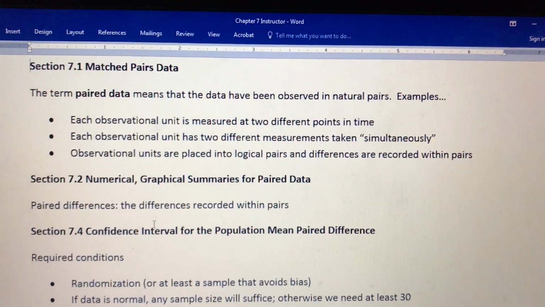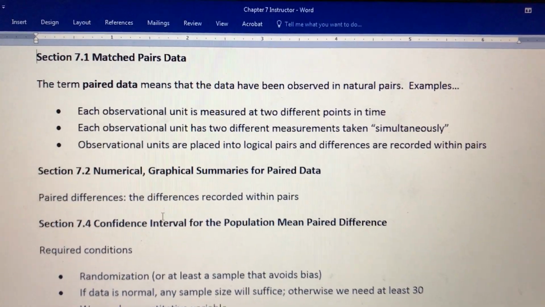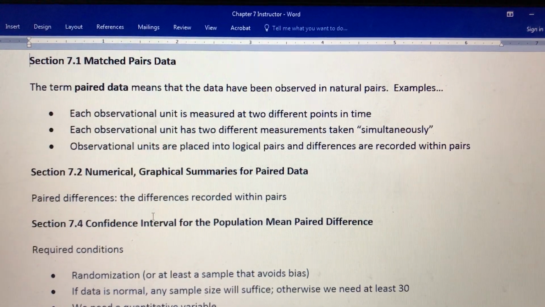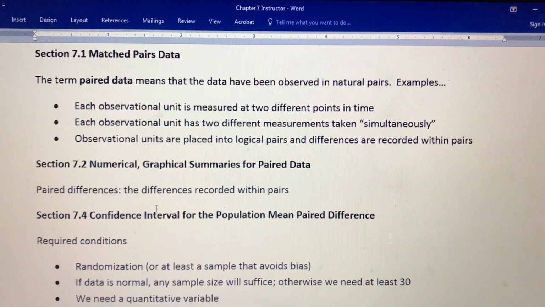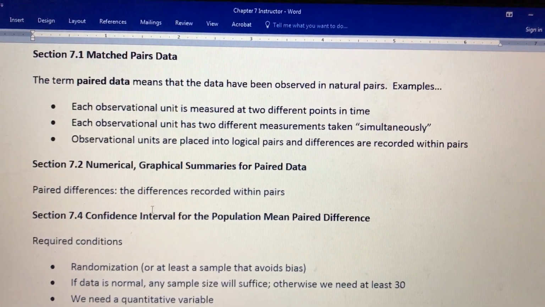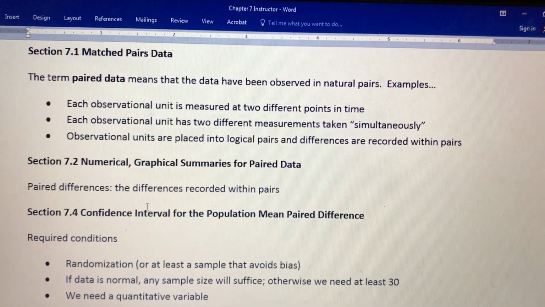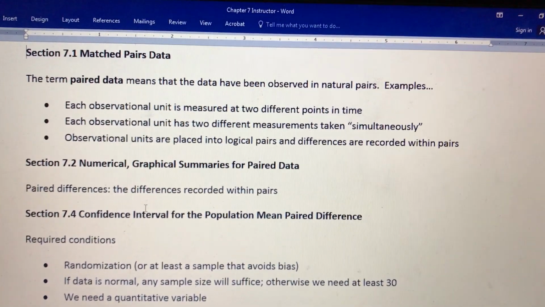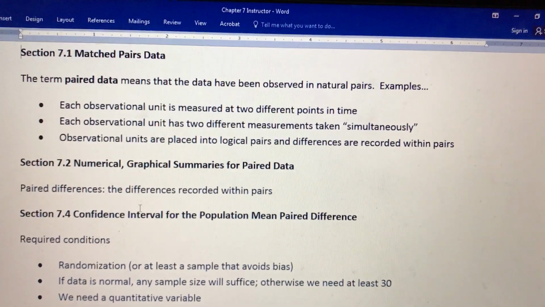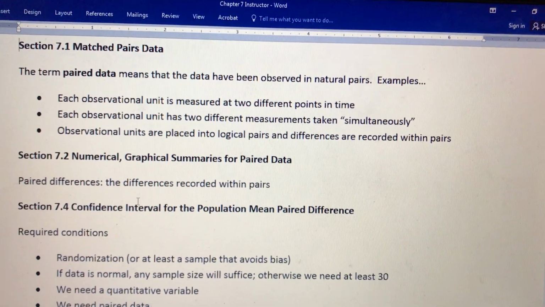This video will cover Chapter 7 out of the Gabrosek Stephenson textbook. Chapter 7 is all about matched pairs data. Now the term paired data means that the data have been observed in natural pairs. A few types of examples: each observational unit is measured at two different points in time.